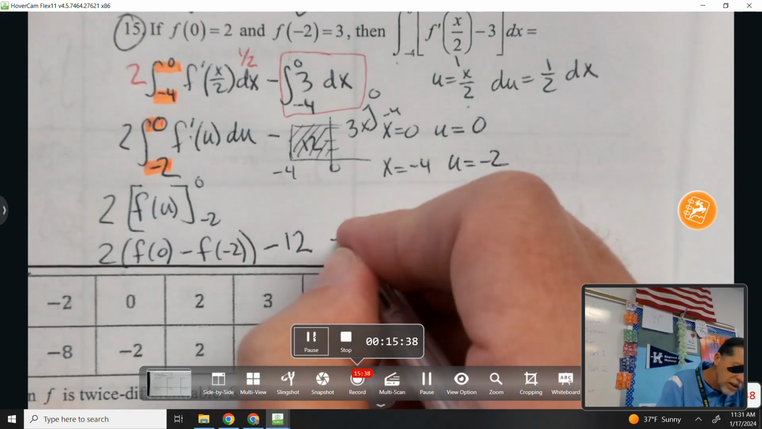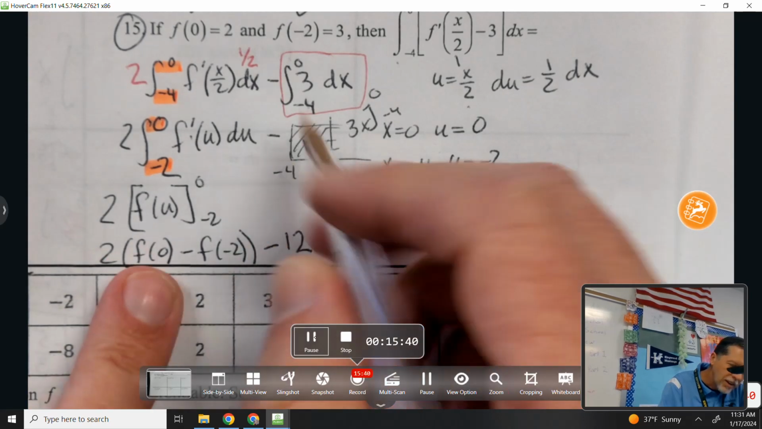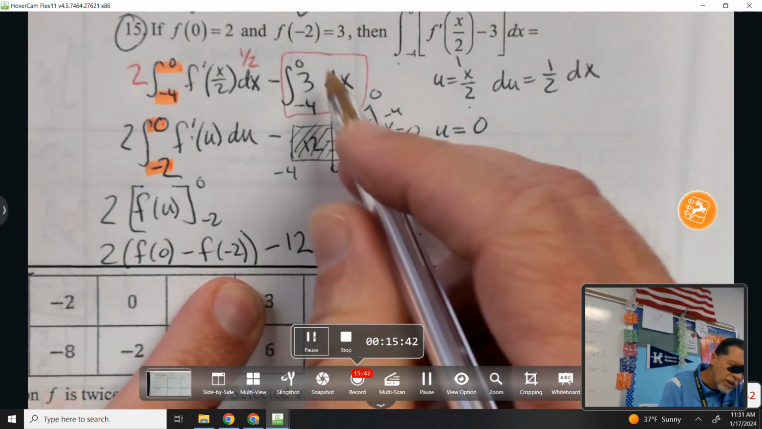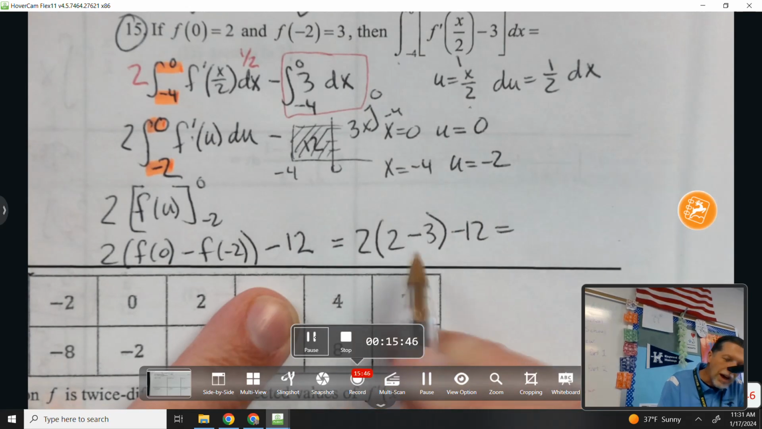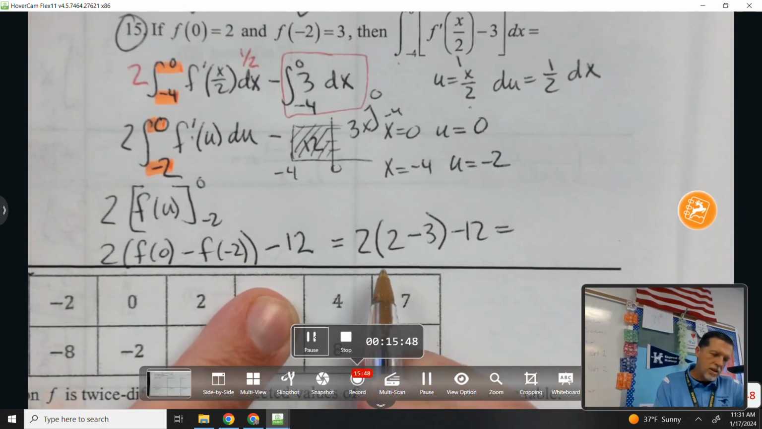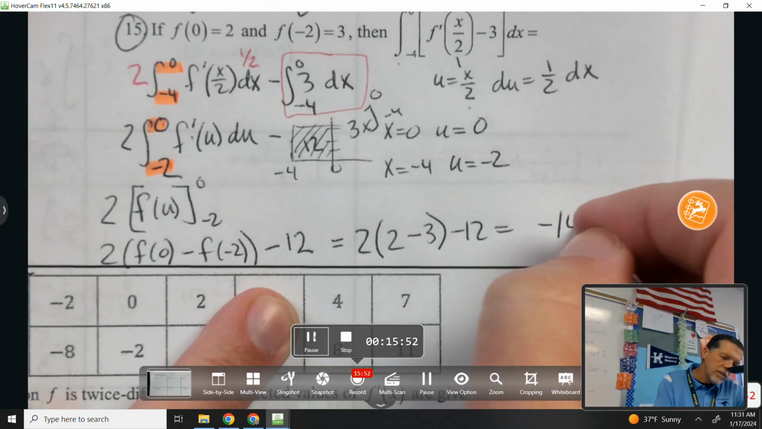All right, let's finish plugging things in here. f of 0 is 2. f of -2 is 3. That would be a safe stop. 2 times (2 minus 3)... minus 12 gives -14.